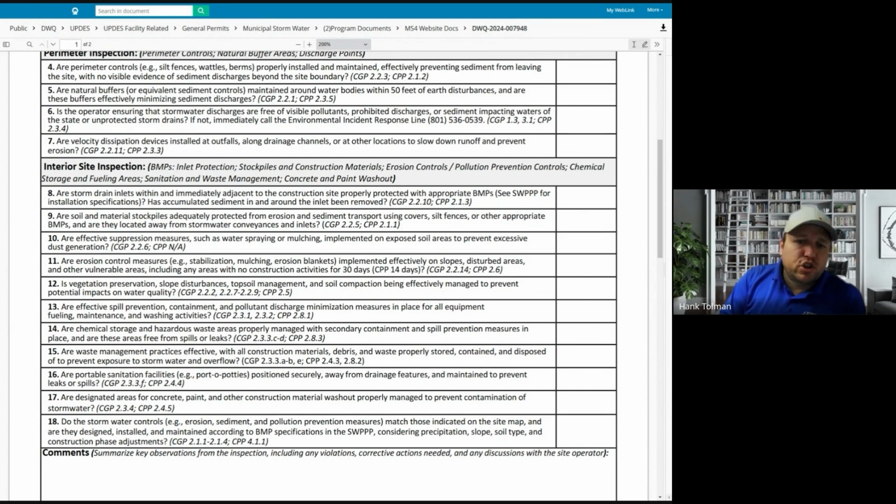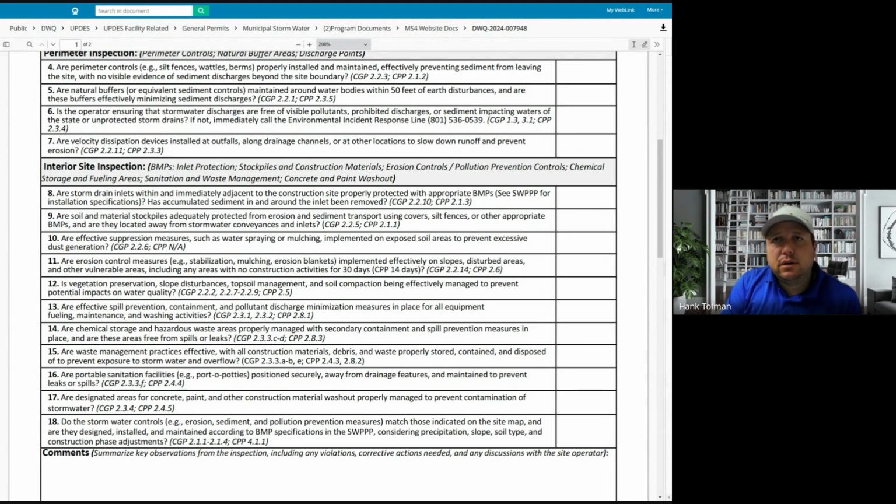All right, next up, number 9, are soil and material stockpiles adequately protected from erosion? Okay, soil and material stockpiles, what do they need to be adequately protected from erosion and sediment transport? One of the things that they talk about here is covers. Sometimes if you're going to have a stockpile that's going to be in place for a long time, the best way to protect it from erosion and sediment transport, because now we're not just talking about water erosion, but we could also be talking about wind erosion, right? Could be to use covers. Silt fences are another way to go around those, and other appropriate BMPs.